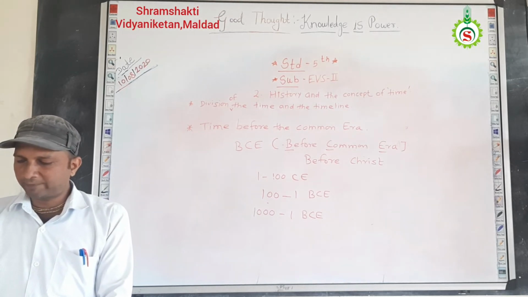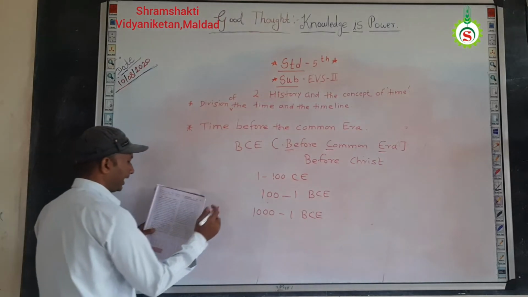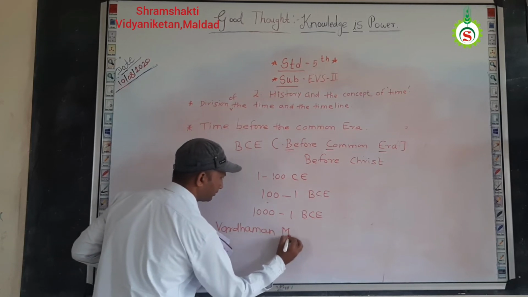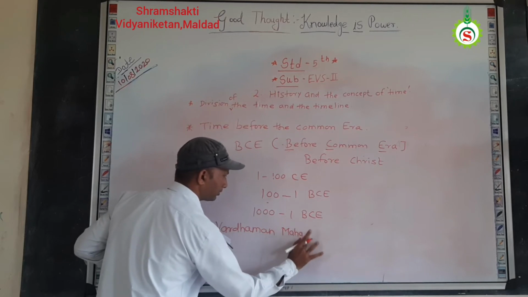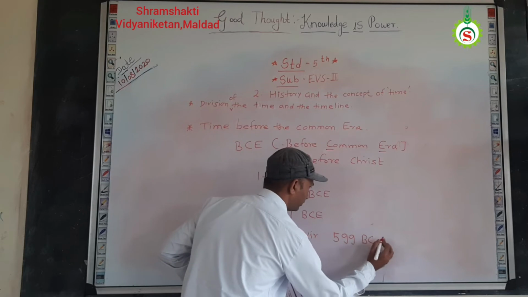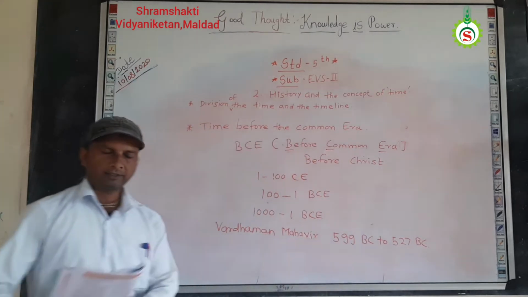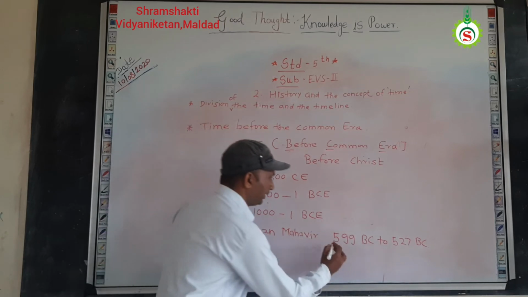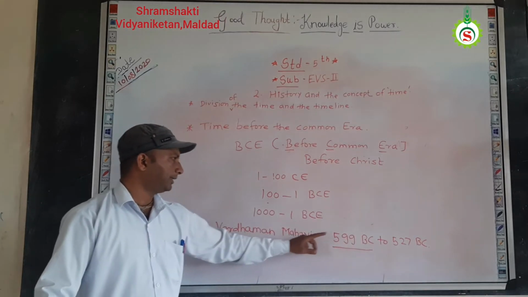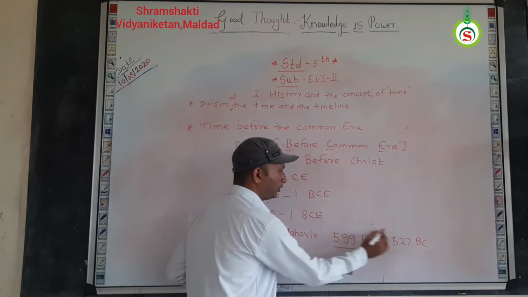The lifetime of Vardhaman Mahavir is written as 599 BC to 527 BC. It means the birth of Vardhaman Mahavir took place 599 years before the Christian era. Understand? And the death of Vardhaman Mahavir took place at 527 BC. So it is written in reverse, 599 to 527 BC.